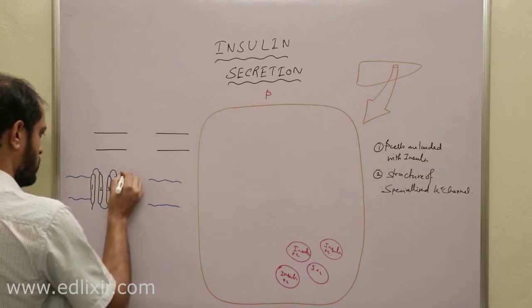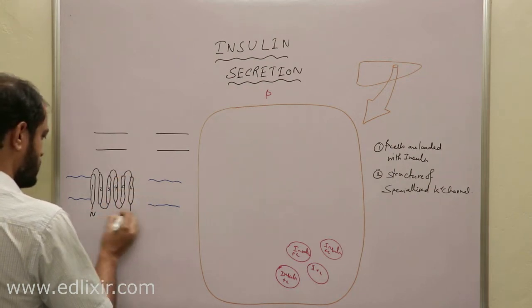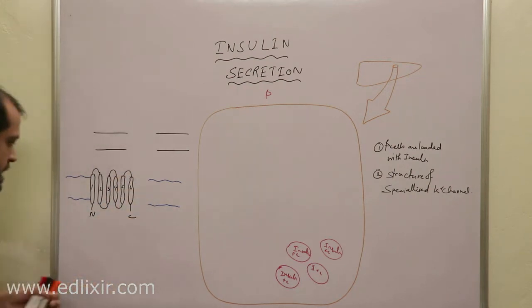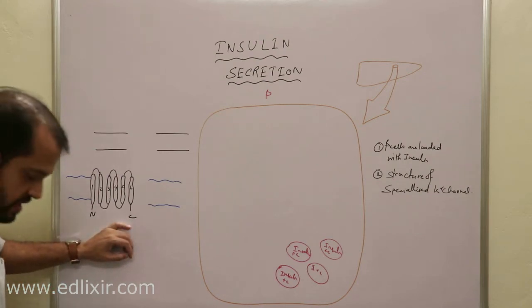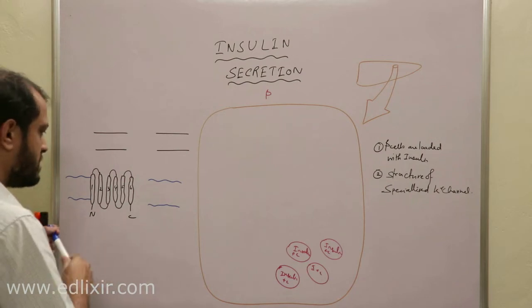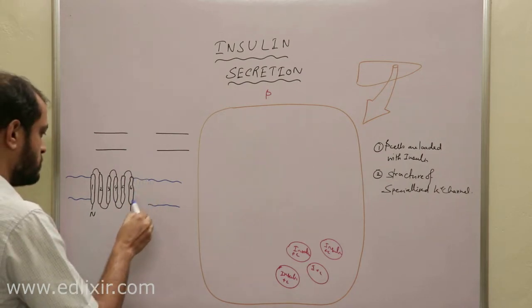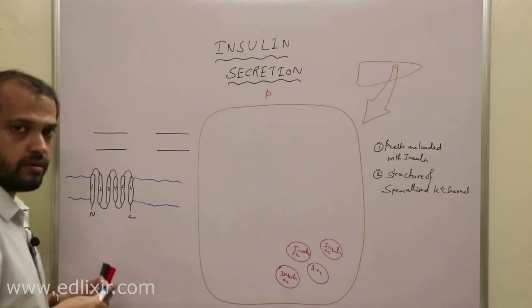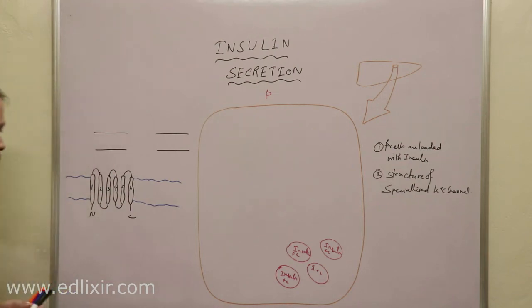Almost every potassium channel looks like this. This is the N terminal, this is the C terminal. Now listen, the N terminal and C terminal of a potassium channel are actually inserted inwards. Now there are many other subunits of this channel, but we are not talking about this now.